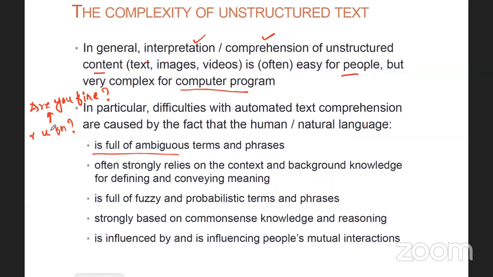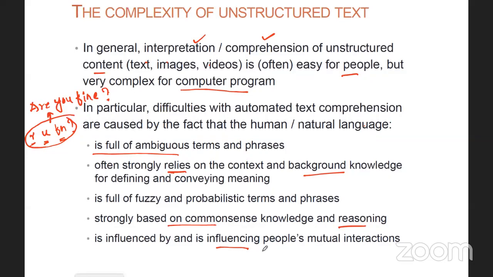First of all, for computer programs, understanding text data itself is a very difficult job, and that too we're making very difficult. This entire thing, where R is an alphabet, U is an alphabet, FN doesn't have any meaning in the English dictionary. So these are full of ambiguous terms and phrases, and often strongly rely on context, background knowledge as discussed, and strongly based on common sense, knowledge, and reasoning, and also influenced by or influencing people's mutual interaction.